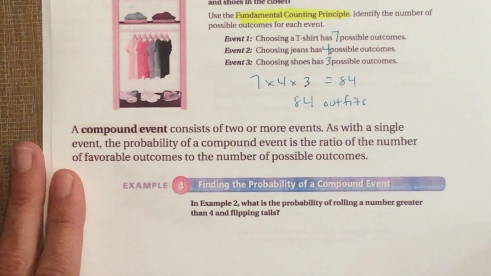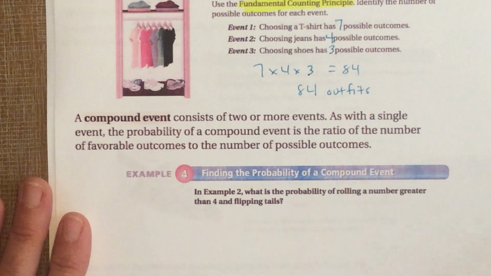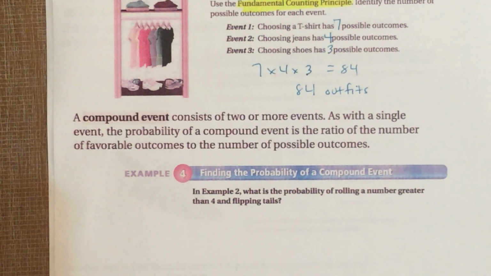Okay, now we're going to move on to this idea of a compound event. Compound events are 2 or more events. As with a single event, the probability of a compound event is the ratio of the number of favorable outcomes to the number of possible outcomes. So we can use things like the fundamental counting principle to figure out what that denominator, that lower part of your ratio, would be.